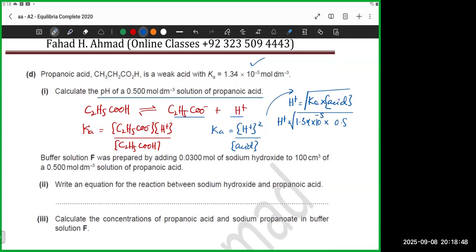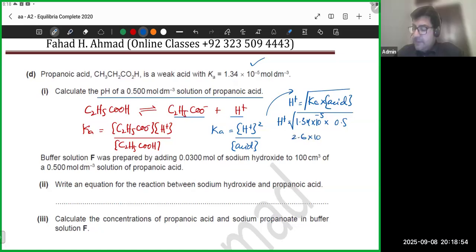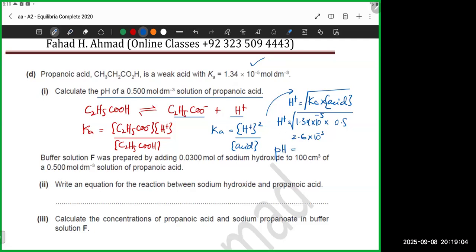Binal, Ibrahim, Hala: 2.6 times 10 to the power of -3. 2.6 times 10 power negative 3, right? And you can take the negative log, you'll get the pH. So what's the pH? 2.6.